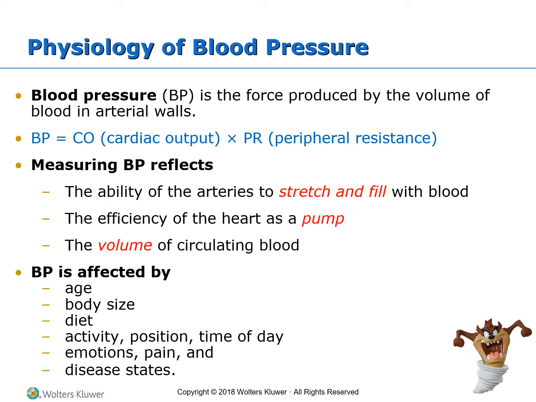The physiology of blood pressure. Blood pressure is the force produced by the volume of blood in arterial walls. It is represented by the formula blood pressure equals cardiac output times peripheral resistance. So BP equals CO times PR. Blood pressure is regulated by a variety of neural, hormonal, and chemical mechanisms that either raise or lower blood pressure.